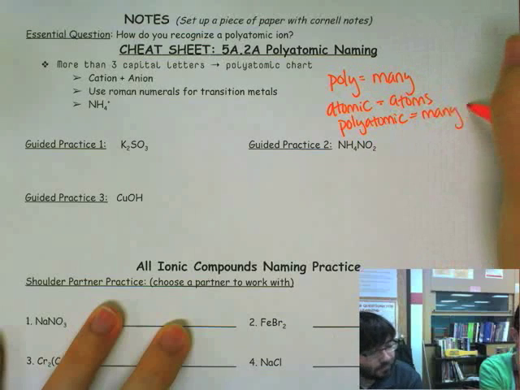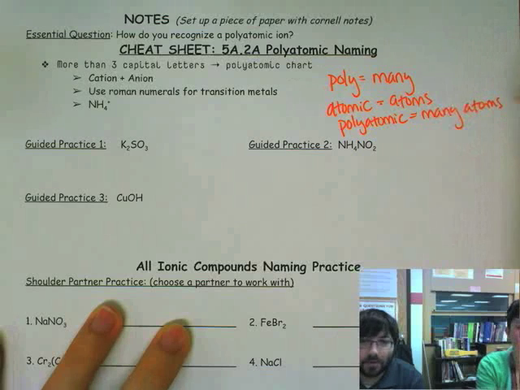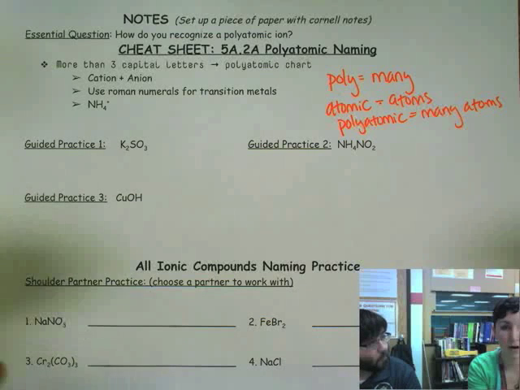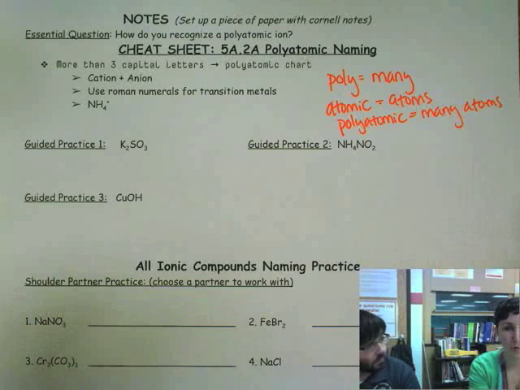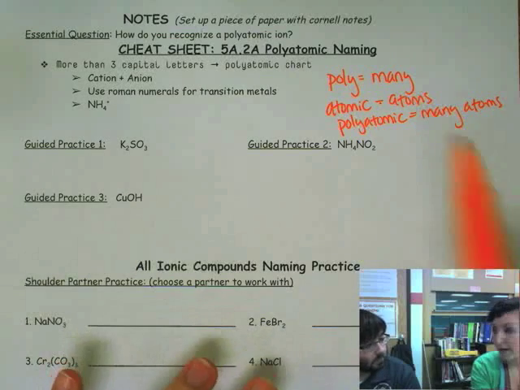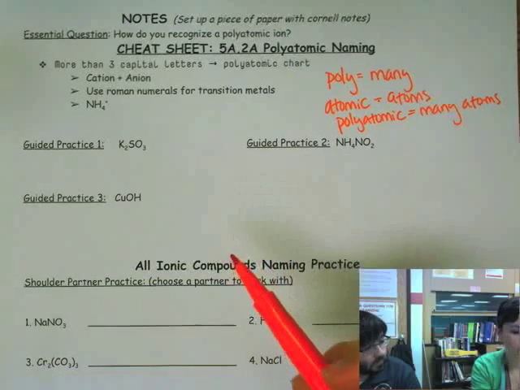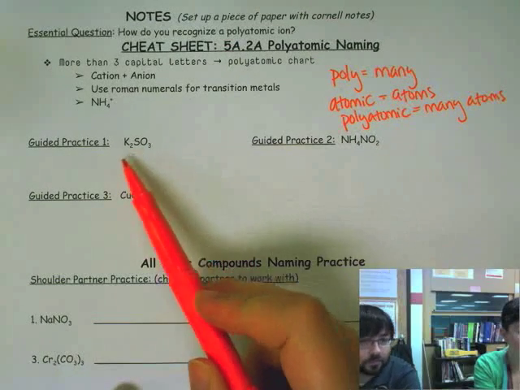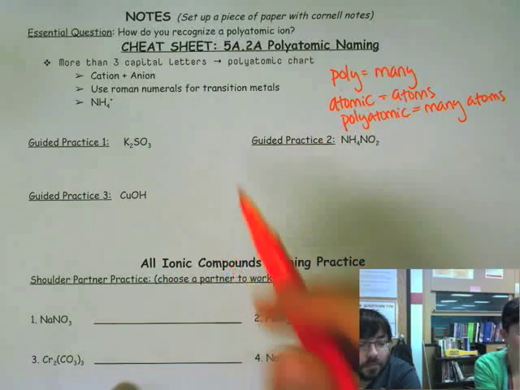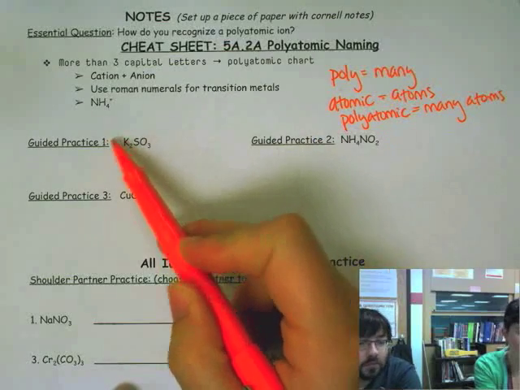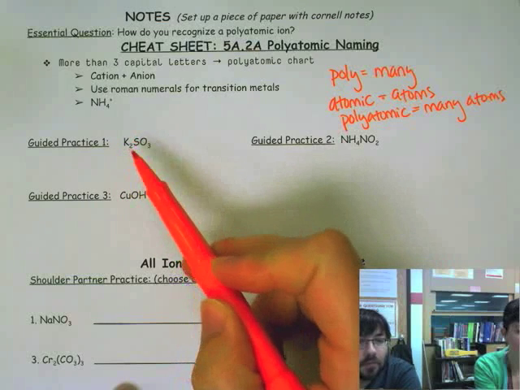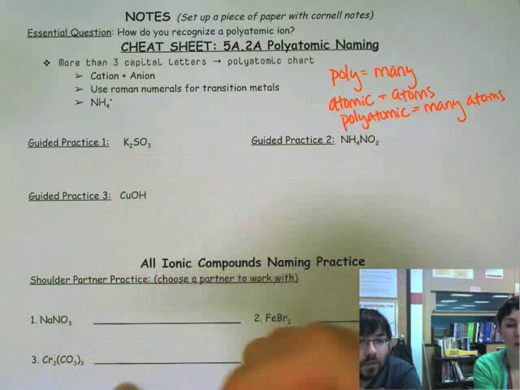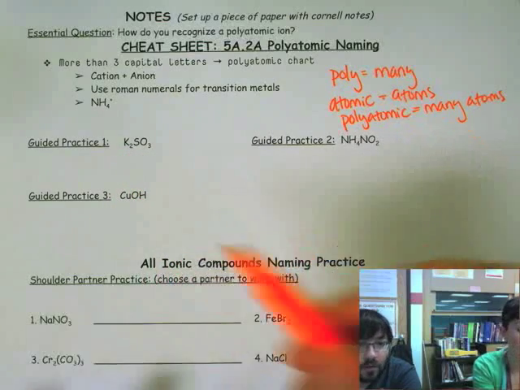That's right. We got ions that have more than two elements, right? Normally when we've been talking about compounds, we got two elements in the binary naming. This time we have more than two. And you can recognize them when you have more than three capital letters. I have K right here, that's potassium, I've got sulfur, and I've got oxygen. So it's more than three capital letters. I have a polyatomic ion in here somewhere.